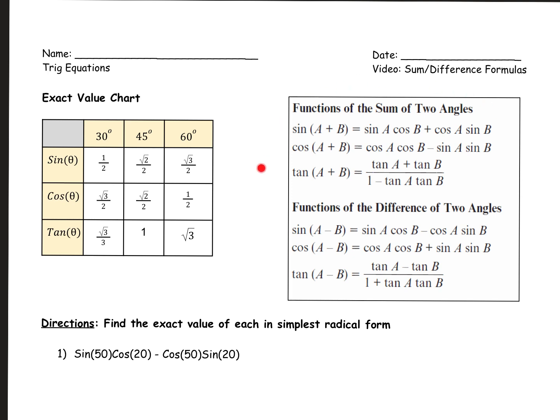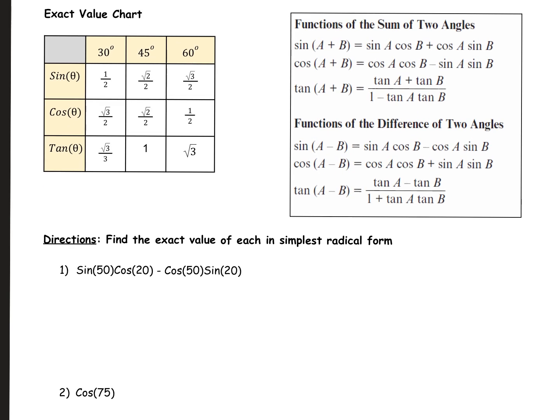Don't worry, you'll never be asked to memorize these, but this just proves the sine of two angles, A plus B, will equal sine of A times cos of B plus cos of A times sine of B, and so on and so on. So how will you see these questions? Let's take a look here at this first example. It says, find the exact value of each in simplest radical form.